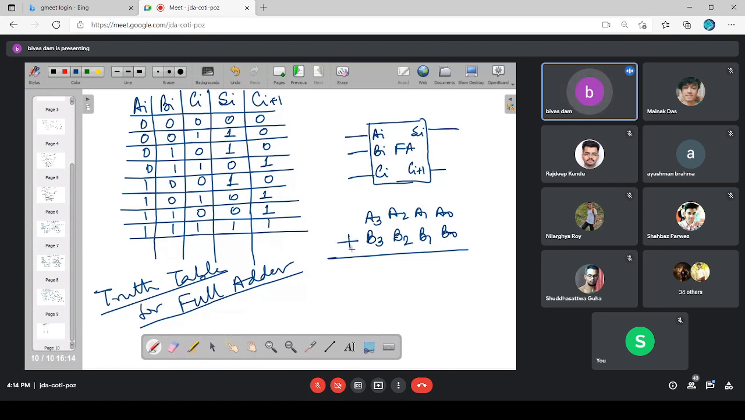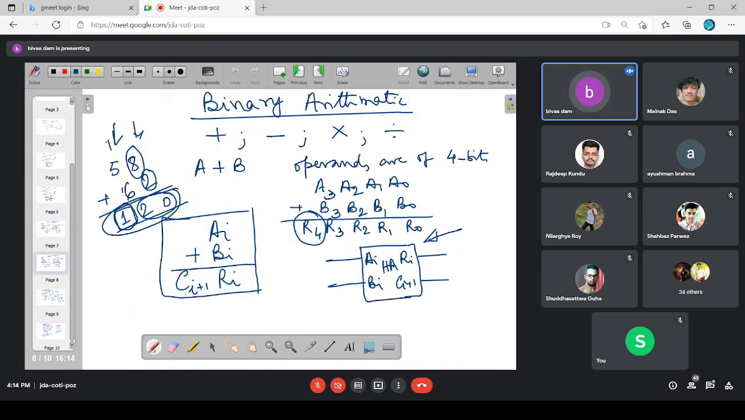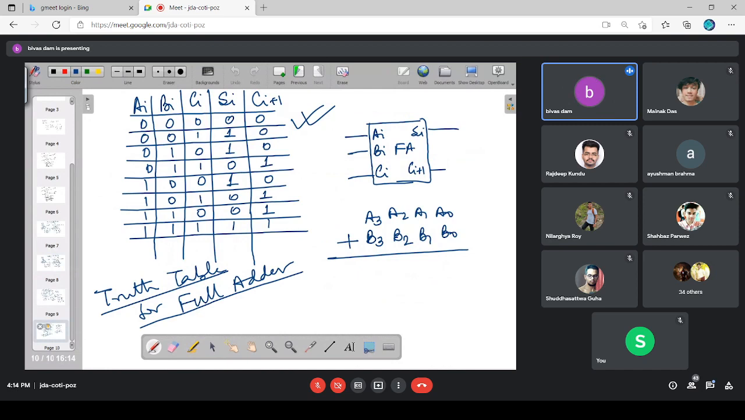If I go for this addition, how many logic blocks would be required? Remember this full adder, half adder, all of them are logic blocks as of now. I do not know internally what is there. Internal structure, I am not concerned about for the time being. What I know is that these logic blocks are available with me; this block performs this logic operation, and this block performs the corresponding half adder logic operation. Now tell me, to perform this 4-bit binary addition, what are the logic blocks required?